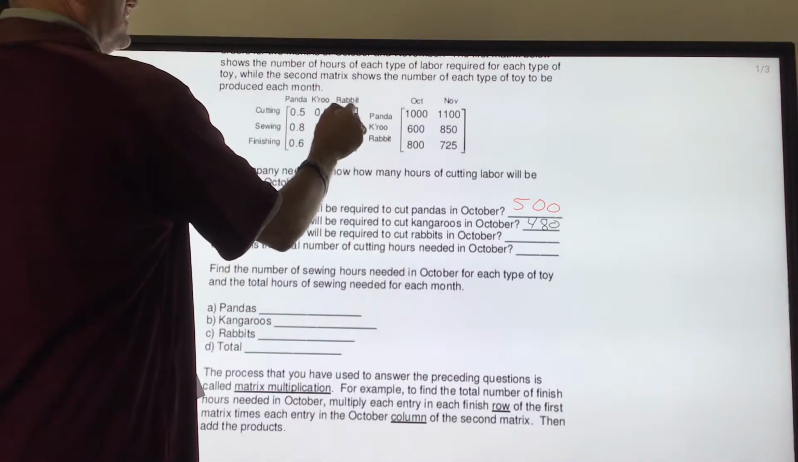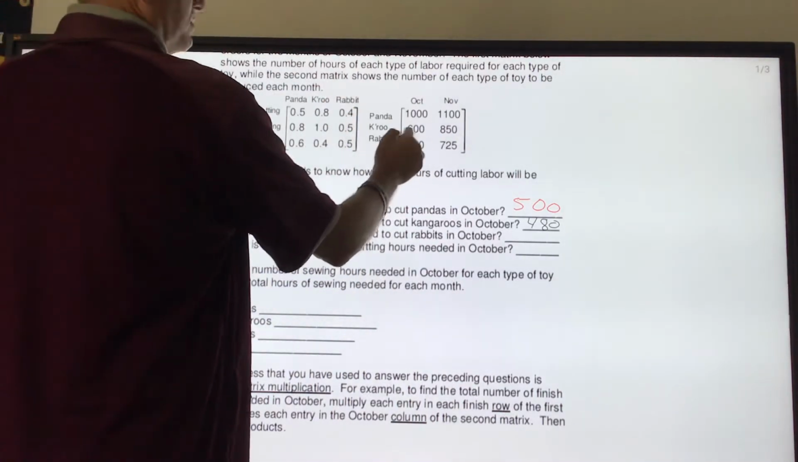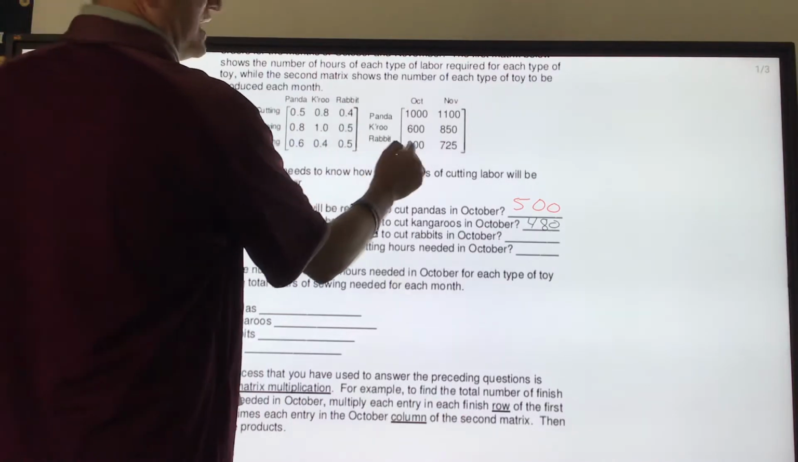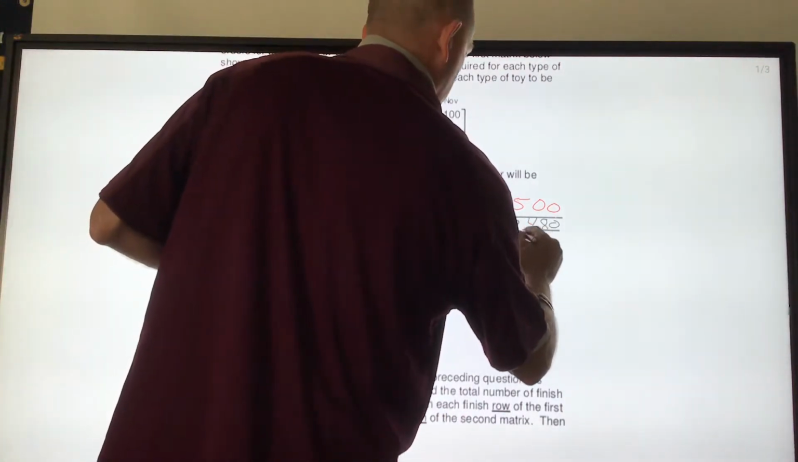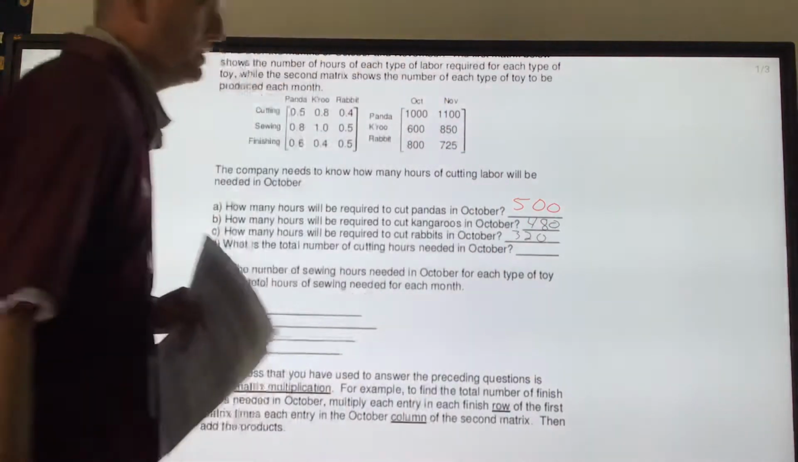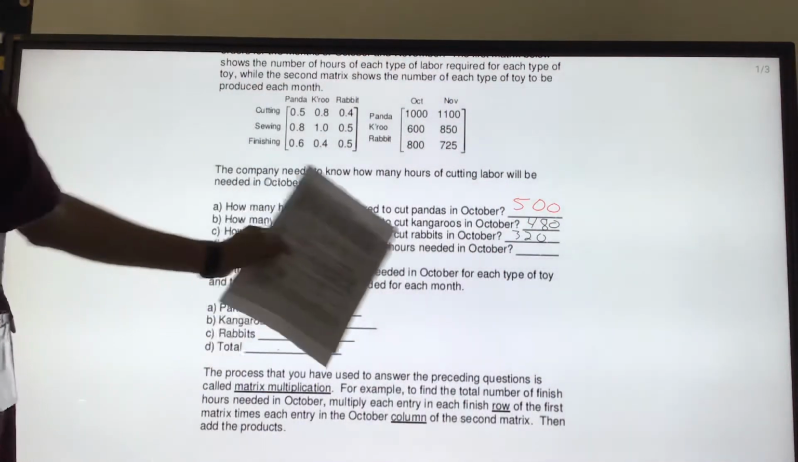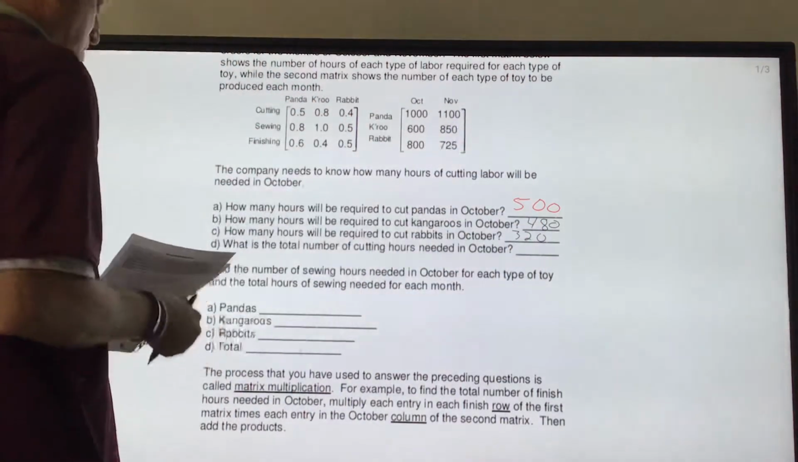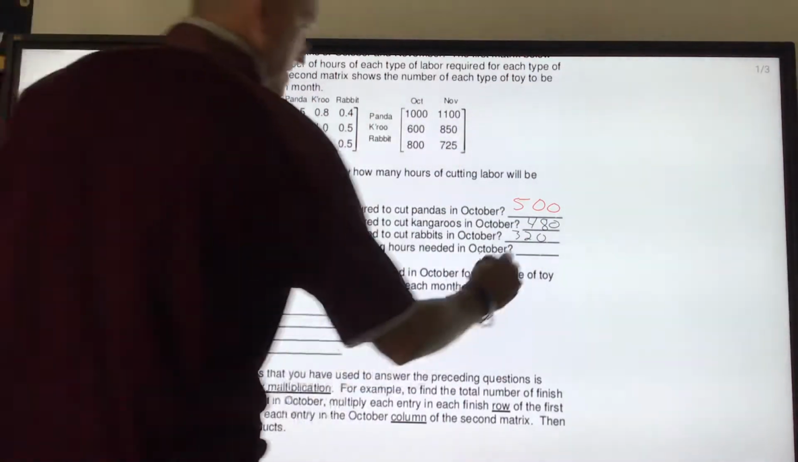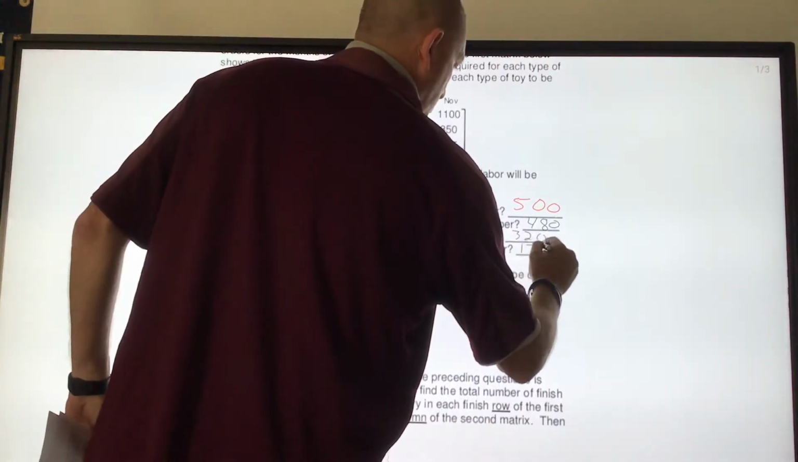Then it asks how many hours will be required to cut rabbits in October. Cutting of rabbits is 0.4 of their overall October time. So 0.4 times 800 gives me 320. Then it asks what the total number of cutting hours in October is. I add up the cutting for each of those stuffed animals, and it comes out to 1,300.